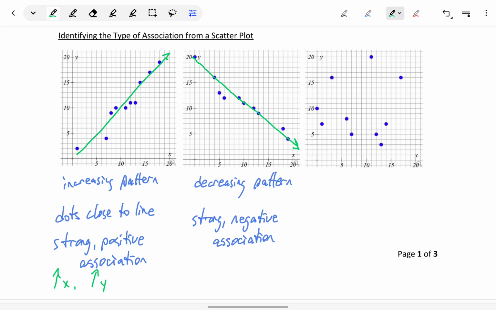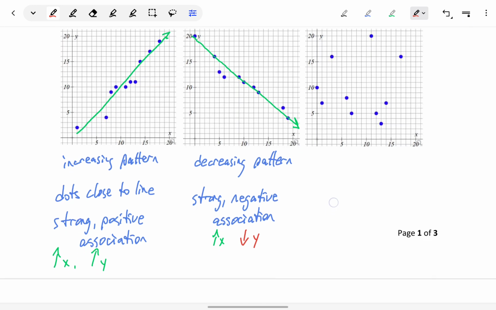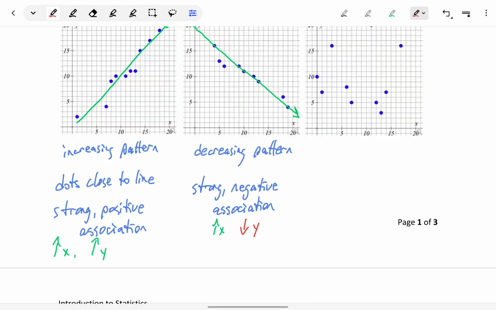By negative, what we mean is that as our x value increases, our y value is decreasing. Another way, or to go back and reiterate what we mean by the difference between positive and negative association, is it's really just about the direction the variables are changing in. So if we go back to the first graph where we established there's a strong positive association, we said that an increase in the x variable is paired with an increase in the y variable.